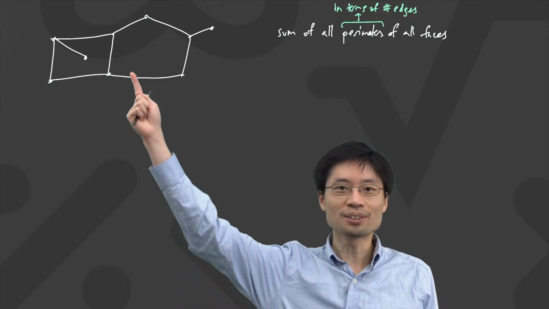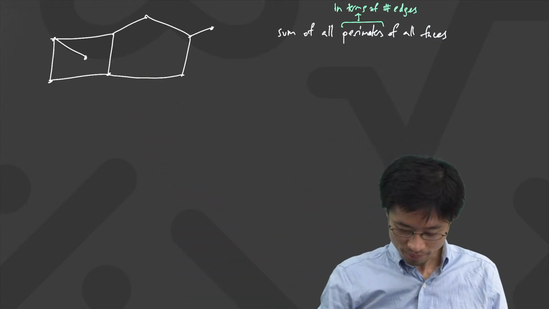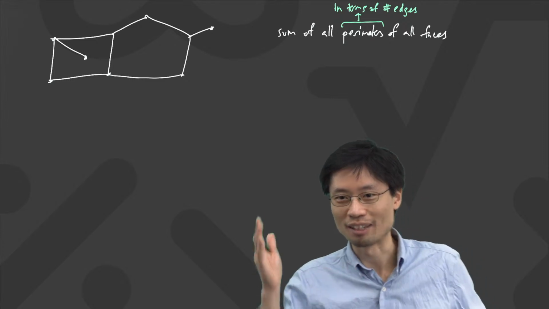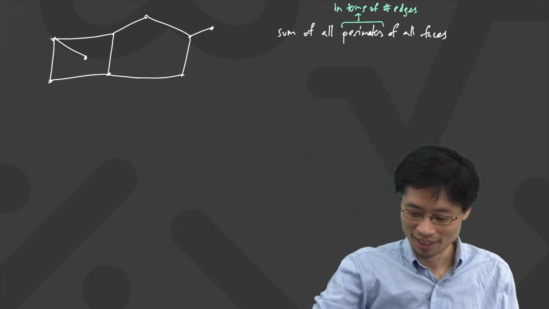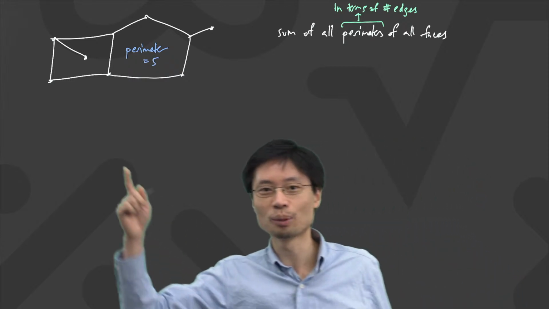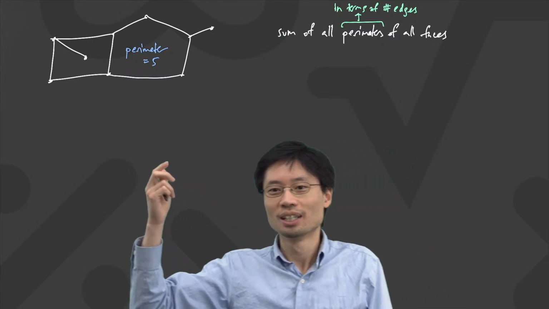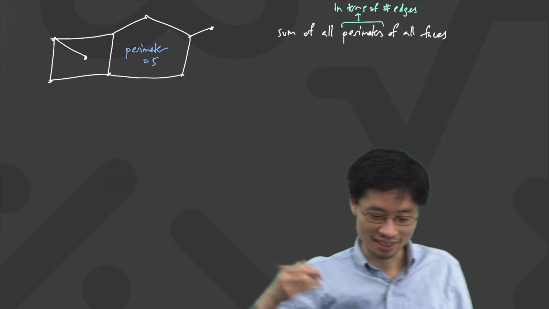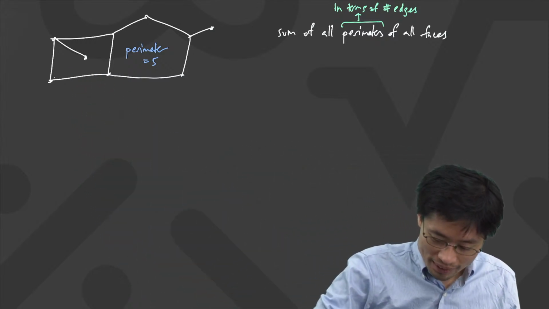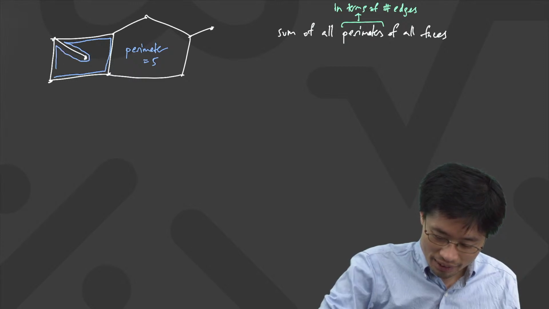So what do you think is a reasonable perimeter for that face? That's the easy one. That face. 5. Because look, there's 5 edges. So that face has perimeter equal to 5. Now it starts to get a little bit wacky over here. What should we use as the perimeter here? I didn't want to say it's the number of edges because I want to think of it as walking around inside. So if I'm walking around inside, I have 1, 2, 3, 4, 5, 6.